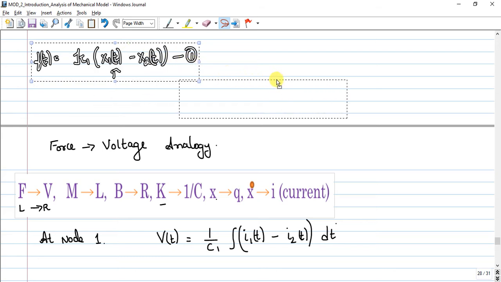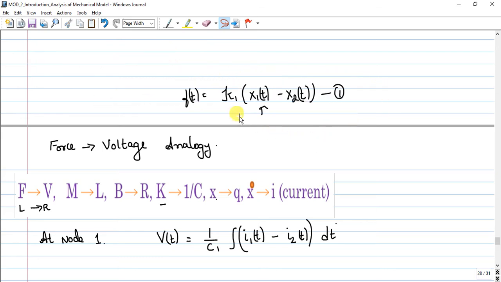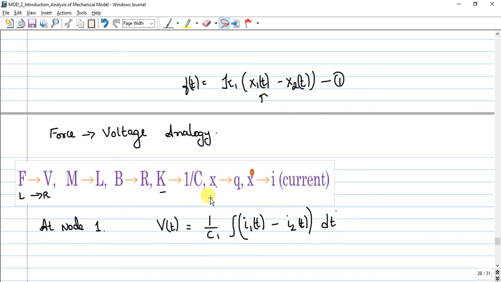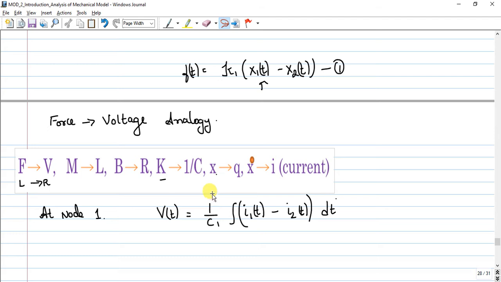Okay. So this was my first equation, f of t is equal to k1 times x1 of t minus x2 of t at node 1. Similarly, while writing for the electrical system, force will be replaced by voltage, and K1 has to be replaced by 1 by C. So x will be replaced by current i, that is i1 of t, and x2 will be i2 of t dt. So this is the equation for the electrical system at node 1.